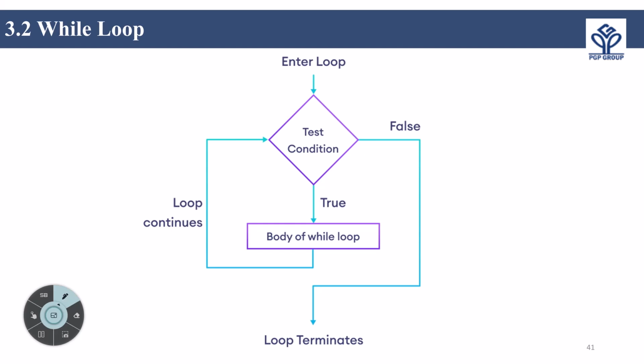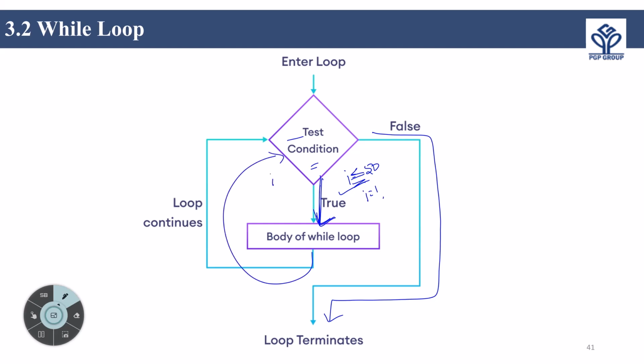We give the test condition, okay. When the condition is true, the body of the while loop executes; when the condition is false, the loop terminates. For example, the condition is I less than or equal to 50. We start from 1, so this condition is checked and is true, clear. Again it goes, the I value is incremented and printed, again it goes, the I value is 3, till I is equal to 50, okay. This will be executed again and again.